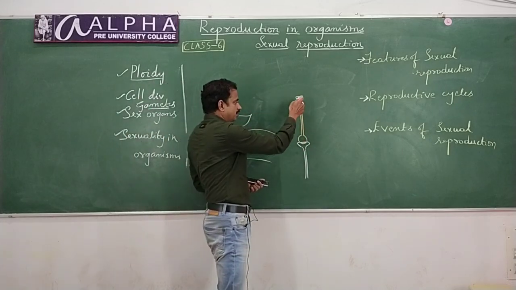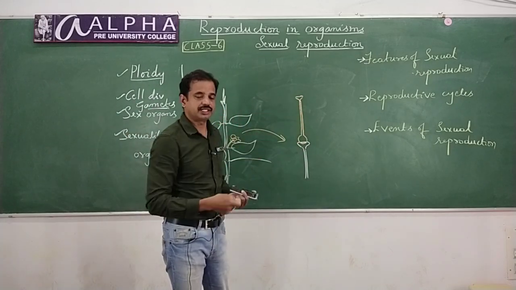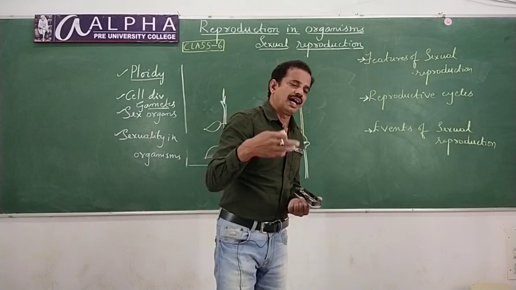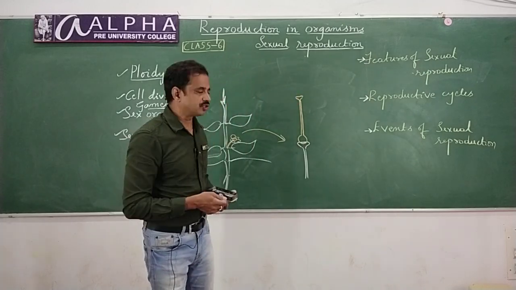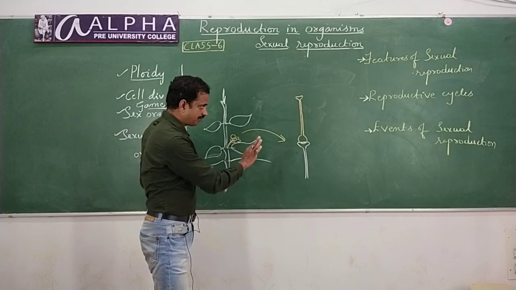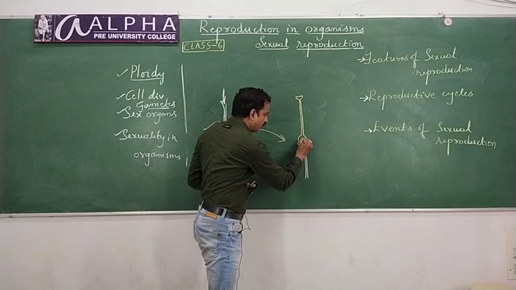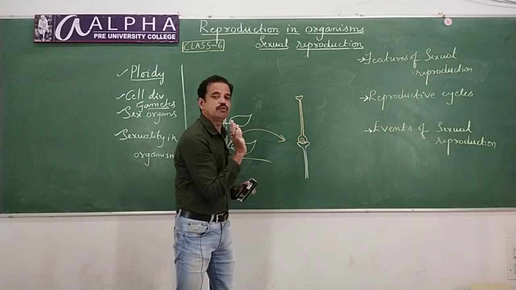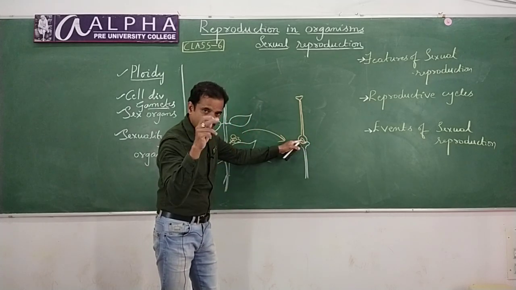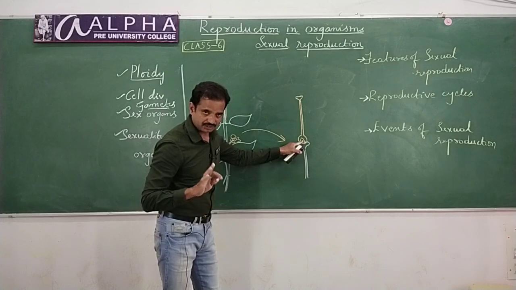The pistil has a stigma, style, and ovary. You have studied this in your high school classes, and you are going to study it in the second chapter, reproduction in organisms. For the time being, you understand this. There is a female sex organ. Here there is an ovule, inside which there is an ova. This is the ovule which is going to develop into seed.